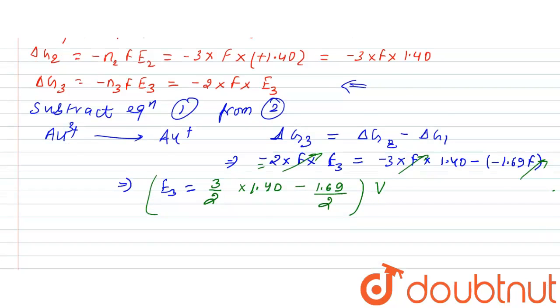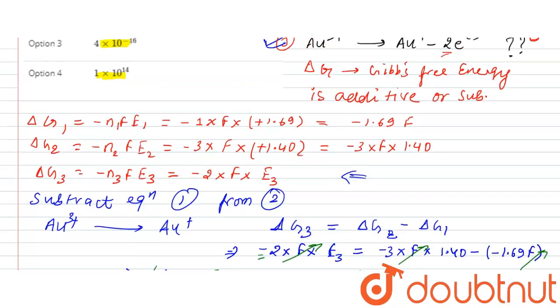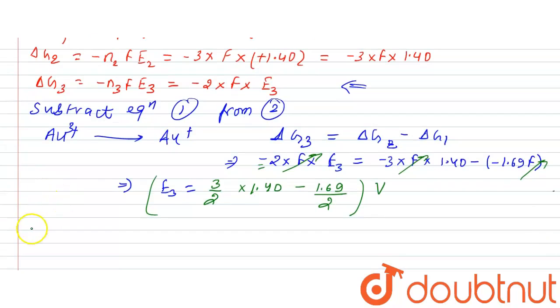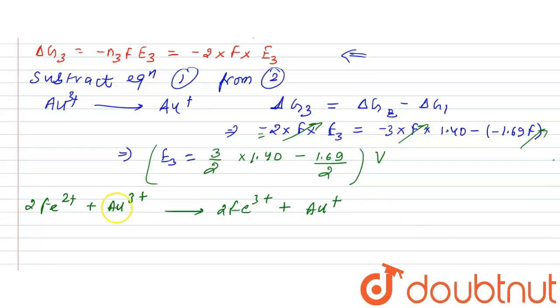Now we all know from the main equation that Fe2 plus is getting oxidized to Fe3 plus. So this is the main equation: 2Fe2 plus Au3 plus is getting oxidized to 2Fe3 plus Au plus, right? We have calculated the reduction potential of this equation, just calculated as E3. Now what we need to calculate is the oxidation potential of this equation, from Fe2 plus to Fe3 plus.